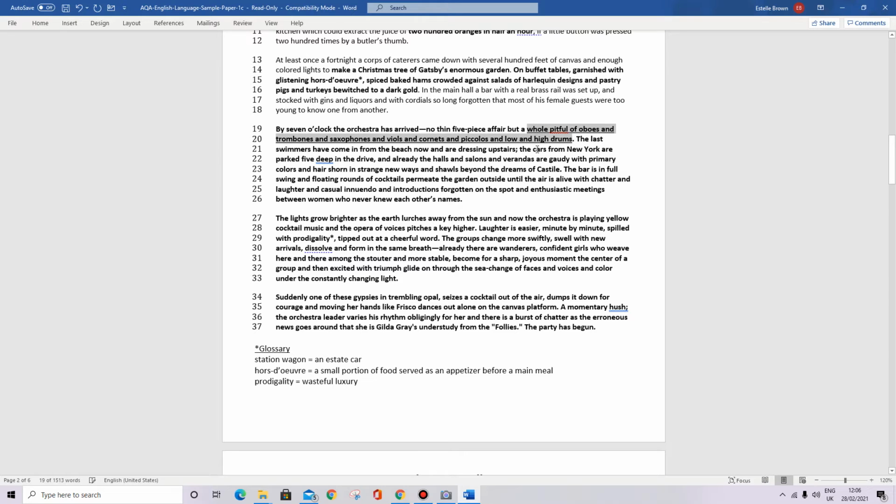Do you see how you've got that listing again to emphasise how extravagant it is? So what has the writer done there? They have included a huge long list of all of the instruments. Why have they done that? To emphasise the extravagance of the parties and how fancy they are, if you will.